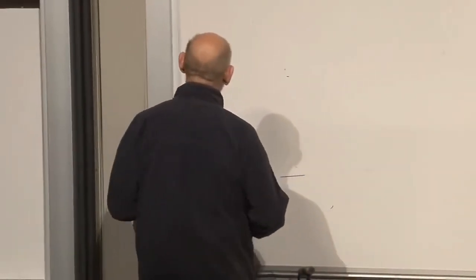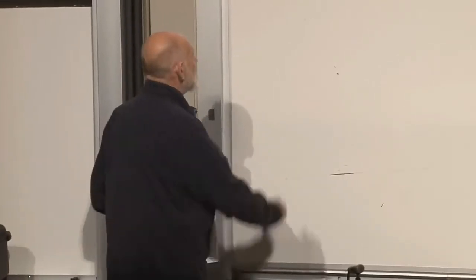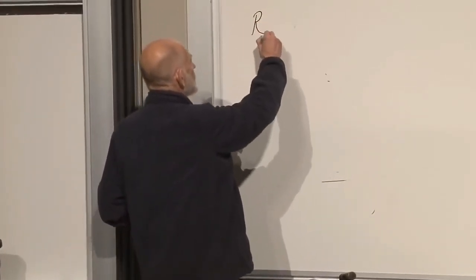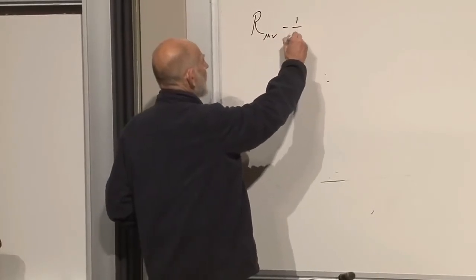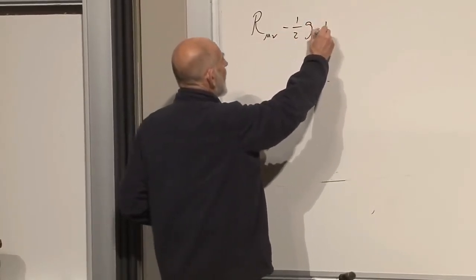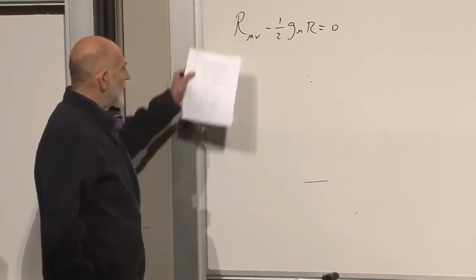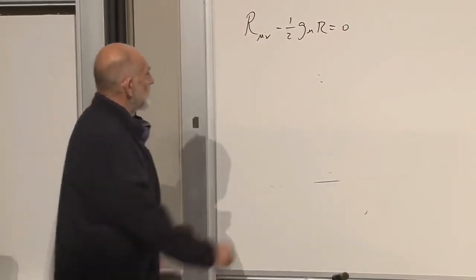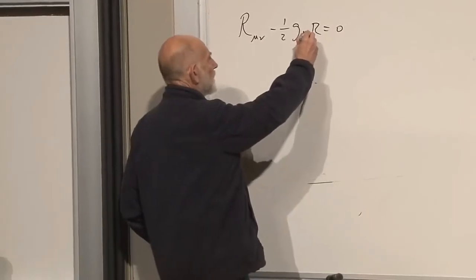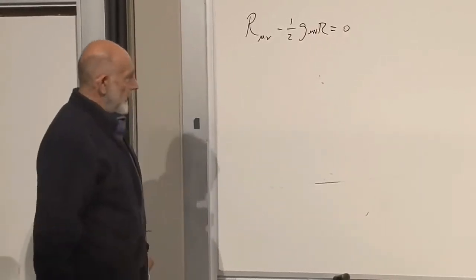Einstein's equations, let's take the case without any matter, no energy momentum tensor. Then the equations of motion are just R_μν minus 1/2 g_μν R is equal to 0. That's called the Einstein tensor, G_μν equals 0. And it can be simplified.